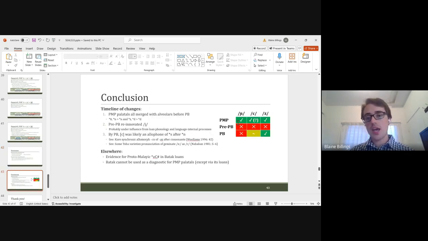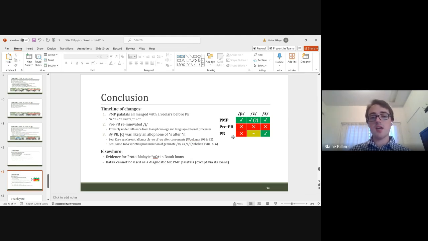So we have a timeline of changes from PMP, right? At PMP, you had all three, supposedly, if C is a real constructible phoneme. By an early Proto-Batak period, these had merged. C, it seems, might have merged with S, or it just never existed in the first place. The palatal nasal merged with the alveolar, and the voiced palatal affricate merged with the voiced alveolar stop.